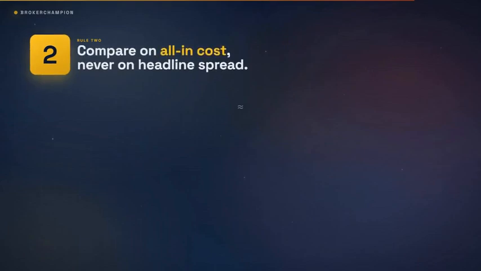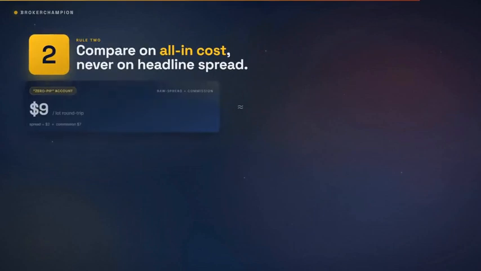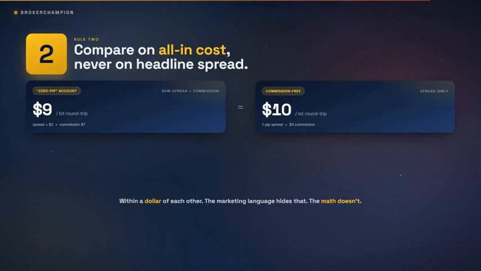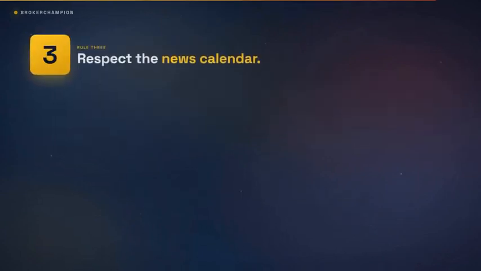2. Compare brokers on all-in cost per round-trip lot, never on headline spread. A 0 pip account with a $7 commission is roughly a $9 lot. A 1 pip commission-free spread is roughly a $10 lot. They're within $1 of each other. The marketing language hides that. The math doesn't.